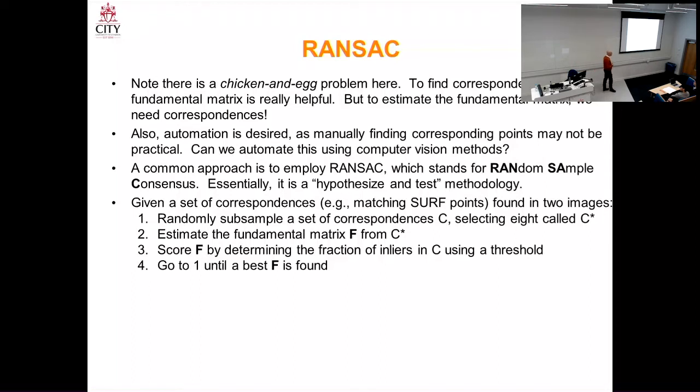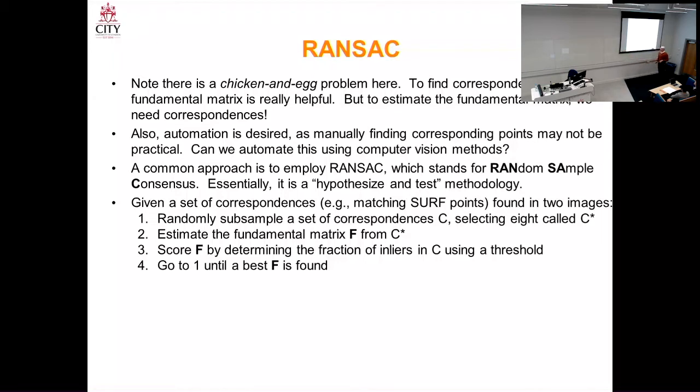And although it's used a lot in computer vision, I think of it more as a data science type algorithm, okay? What it allows you to do is to estimate a model when there's a lot of noise and outliers in the data, okay? And that happens all the time in your life. So RANSAC is a really general purpose and useful algorithm. So essentially it's like a hypothesize and test methodology.